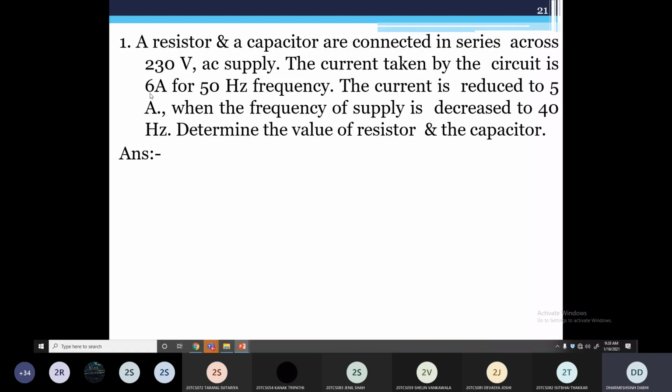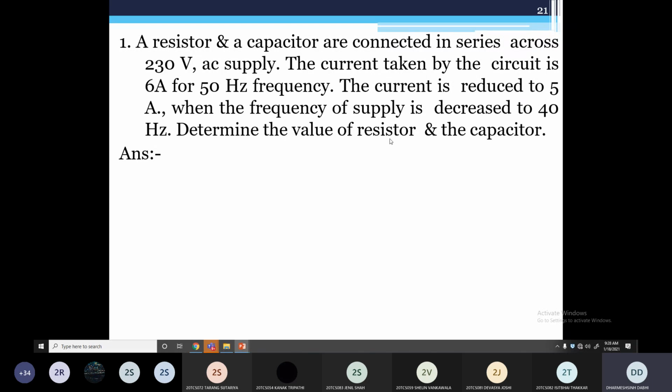So first, this current of 6 ampere is called I1, and the frequency 50 Hz is called F1. Then the current is reduced to 5 ampere, so we name it I2, and the frequency F2 is 40 Hz. Here two different conditions are given: first current is 6 ampere at 50 Hz, and then the current is reduced to 5 ampere when the frequency is reduced to 40 Hz.